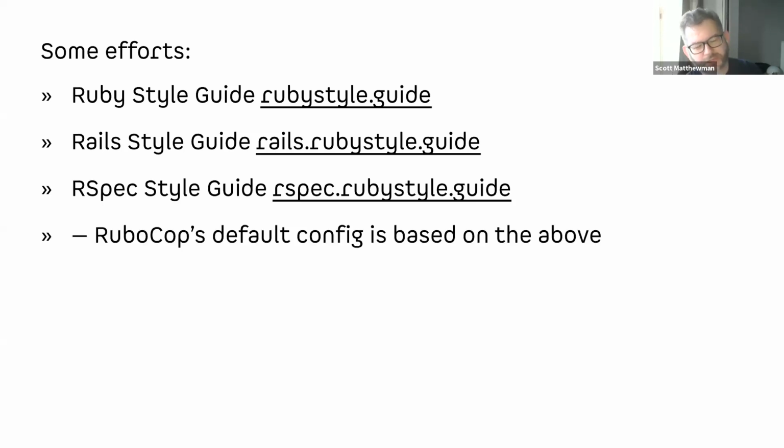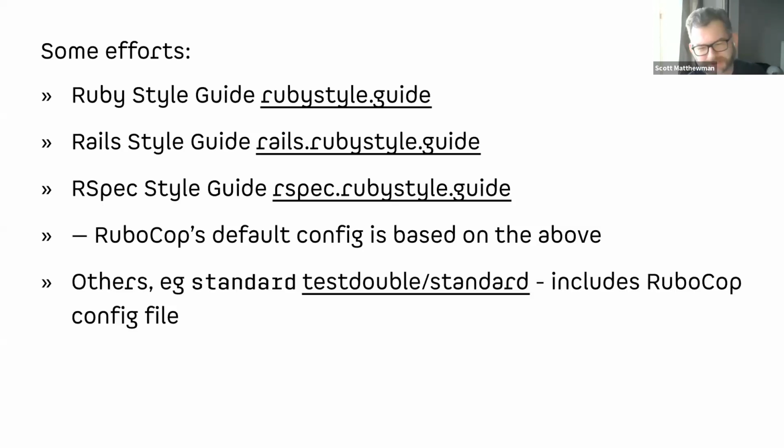And those guides were the basis for the defaults in RuboCop. But there are also other attempts. Standard is one, which is actually a gem that just includes a RuboCop config file with a separate set of rules.